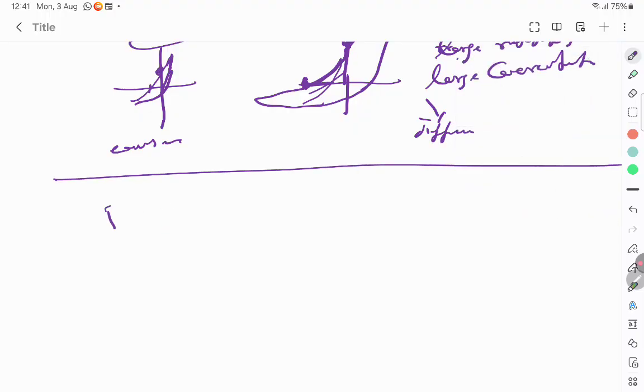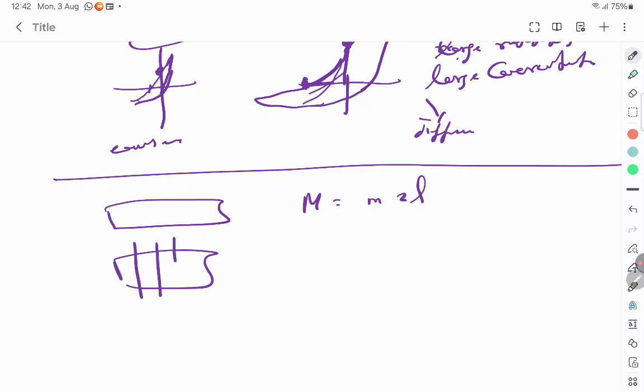Then they seem to have also done this derivation: the magnetic moment of a bar magnet. I taught you the magnetic moment of a solenoid and of a revolving electron. Now they're going to talk about magnetic moment, which is m into 2l. And you're going to cut this into n parts. Whatever this question is, it's been cut into n parts. So if you're cutting it into n parts, the magnetic moment remains the same, but the L becomes L by n.